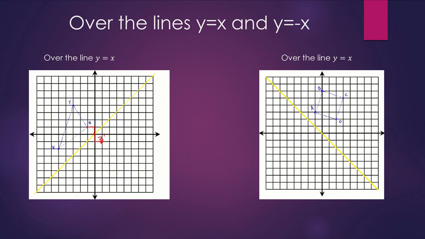And so let's write the coordinates of that. So Z was at negative 1, comma, negative 1. Z prime went to positive 1, comma, positive 1. I'm sorry.